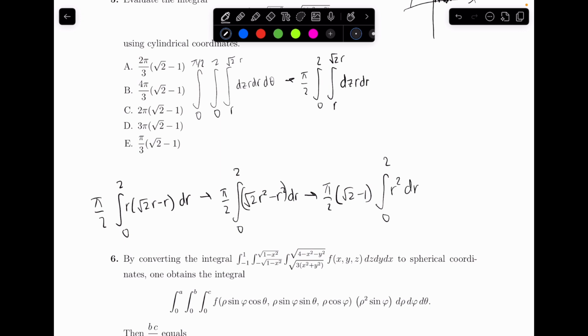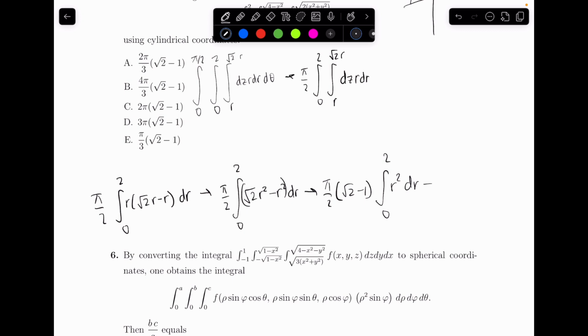Integrate r squared. We're going to keep the outside, so square root 2 minus 1 times r cubed now, sorry. I wrote cube, but I said square. That's interesting. From 2 to 0, and that will just be 8 over 3. So 8 over 3, the 0 drops out, times pi over 2, square root 2 minus 1. We can cancel that out, so we're just at 4/3 pi times square root 2 over 1. And that is answer B.